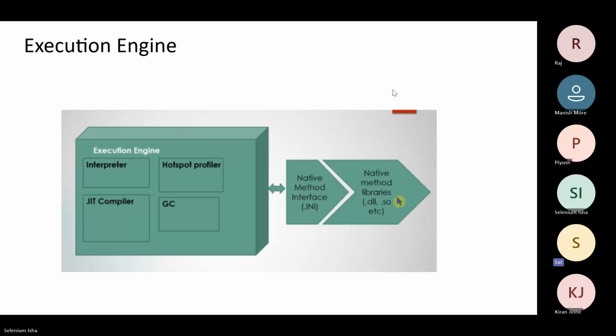The interpreter, JIT compiler, and hotspot profiler are part of your actual execution. They will convert into machine-understandable code and execute it. All these things will be taken care of by these three components, and we will not even monitor what an interpreter is doing, what a compiler is doing. It's just execution. These three components will take care of the execution. Garbage collection will take care of maintaining your heap memory, or clearing the unwanted memory from the heap.